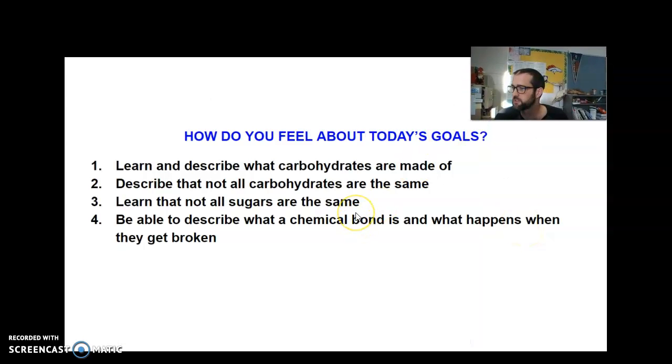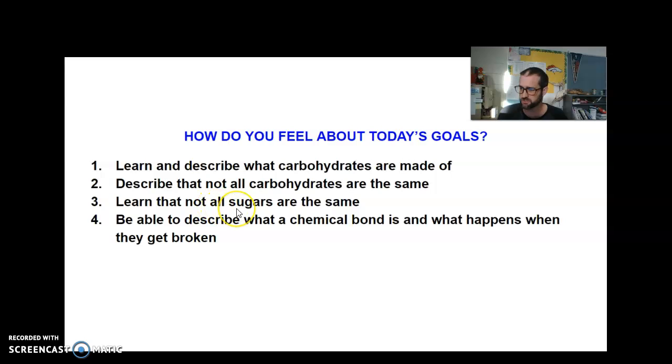So how do you feel about today's goals at this point? Do you feel you could describe what carbohydrates are made of? So number 1. Number 2, do you think you could describe how not all carbohydrates are the same? Like, how can they be different? And go back and look at those pictures if you want, those diagrams.